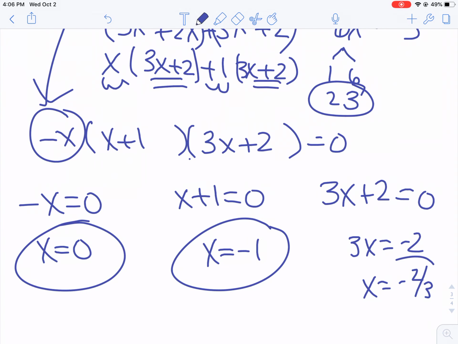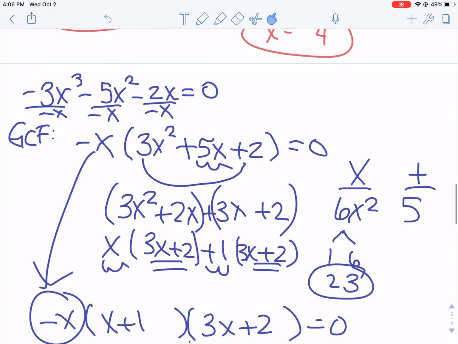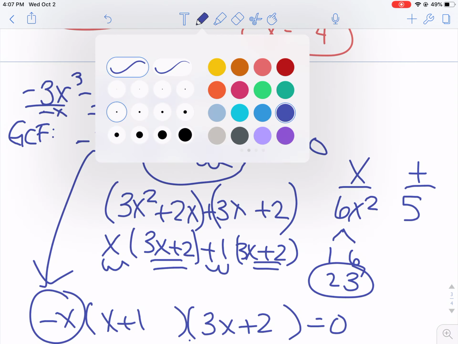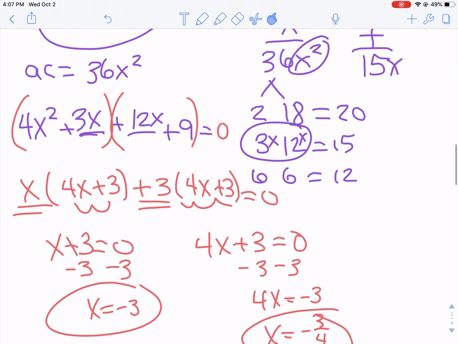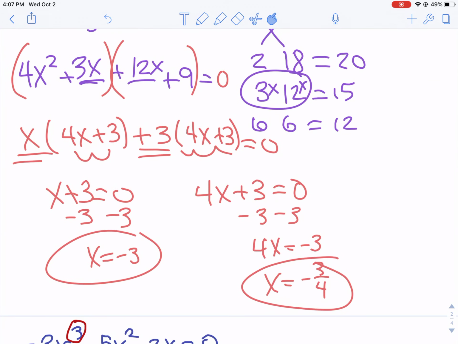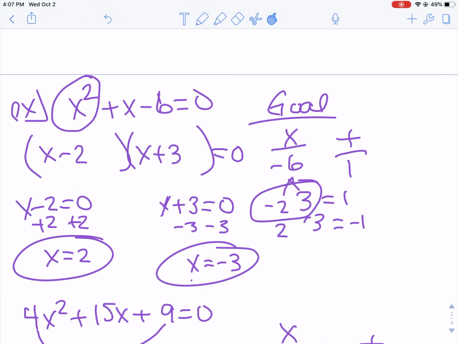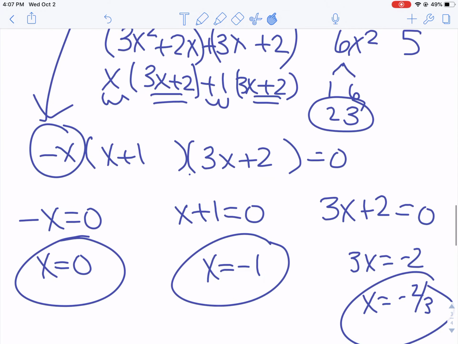So you have 3 answers on this. And I should have known I would get 3 answers because in my original problem, the highest power is a 3. So that should tell me how many solutions I have. When I was on the first problem, the highest power was a 2, meaning I had 2 solutions. So that highest power should tell you the number of solutions you're going to end up with at the end. Okay?